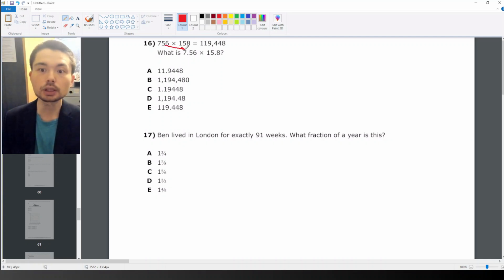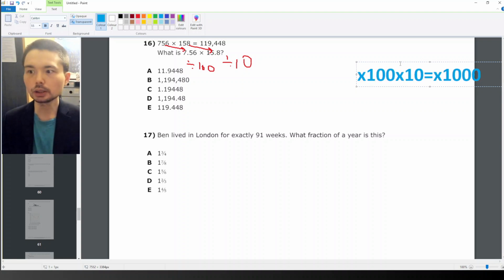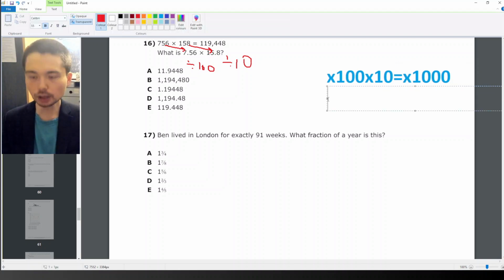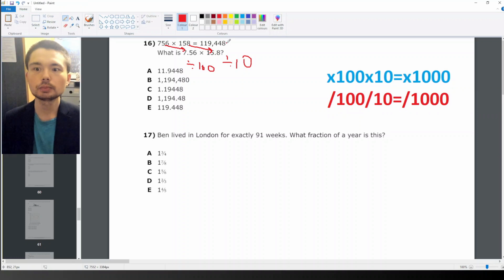Look here, 756 to 7.56, that's divide by 100. Okay, so what? Well, now this bit. 158 to 15.8, that's divide by 10. So overall, it is what? Well, think about it in the opposite way. If I had, what's 100 times 10? That's 1,000. So if I just go the other way, I'll just color code it properly in red. If I divide by 100, then I divide by 10, this is divide by 1000. So that's exactly what I'm going to do here. This bit, this big number, I'm just going to divide by 1000.